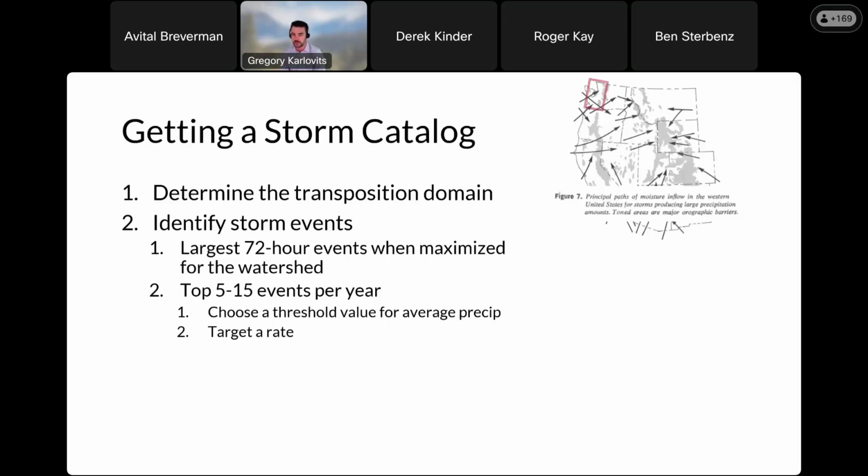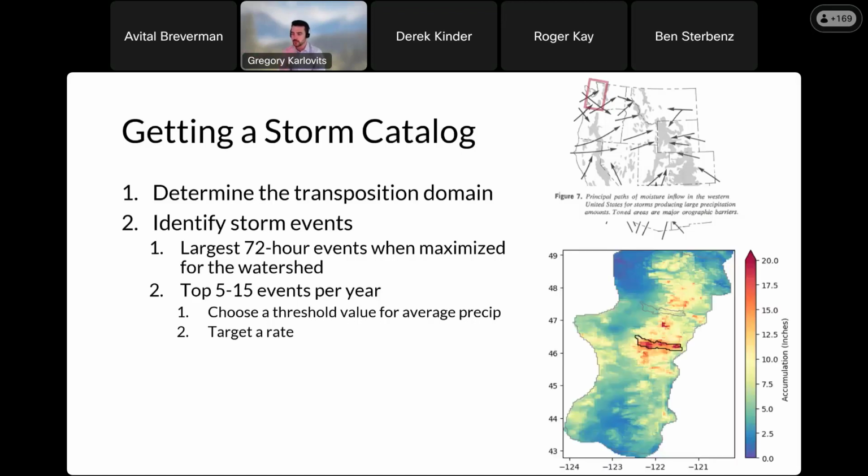And then you get the top 5 to 15 events per year. It really depends. You look at that low end and see if those storms are any good or not. And so you choose a threshold value for your average precip and you take a target rate. And so this is for that Green River example.